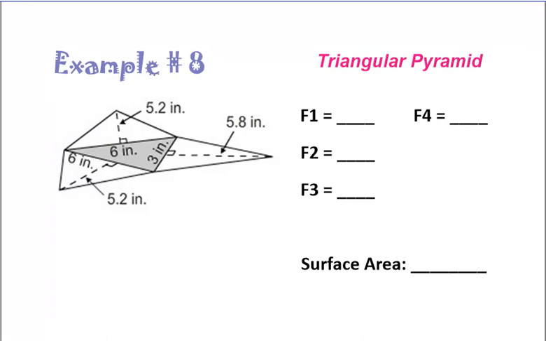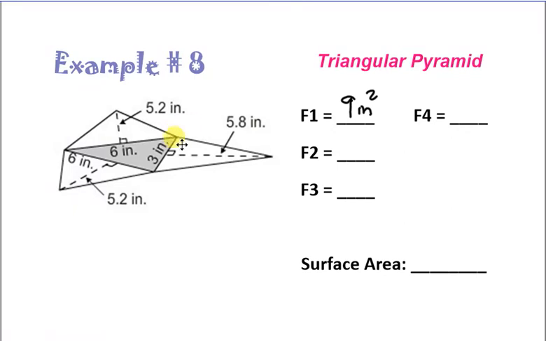Now here I have a net of a triangular pyramid. Okay, so again, I'm going to start with the one in the middle because I think sometimes it's the easiest. So the base of the triangle is 3, and the height of the triangle is 6. So 3 times 6 times 0.5 is going to be 9 inches squared.